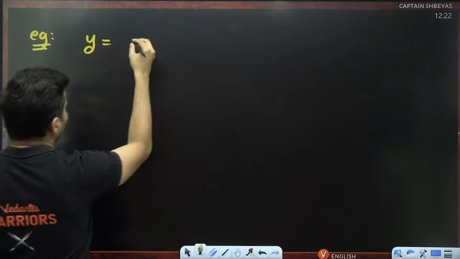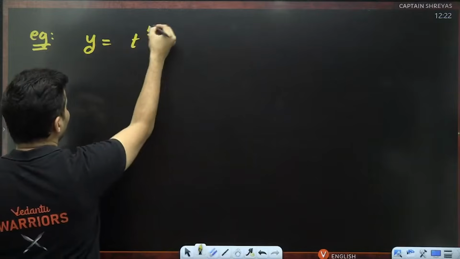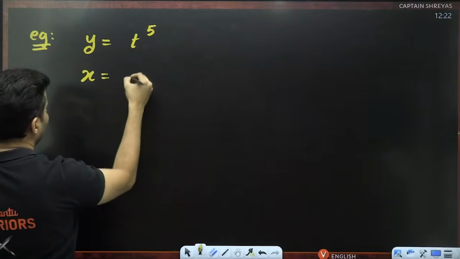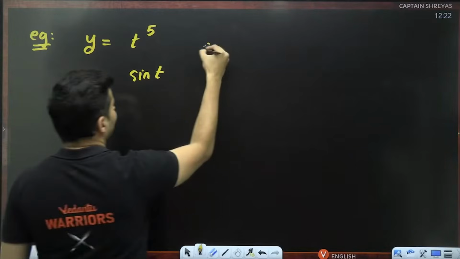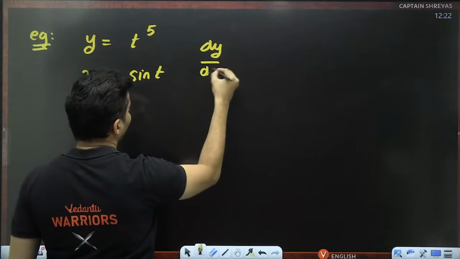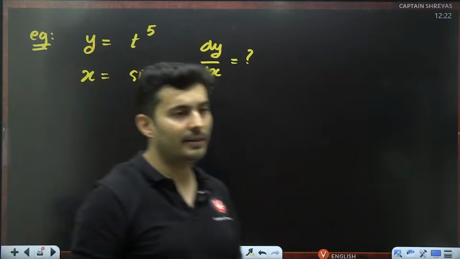Similarly, let's say, for example, you have another question like this. Y is equal to t raised to 5. X is equal to sine of t. Question is, find dy by dx. That is the question. Very interesting question, very different kind of question.